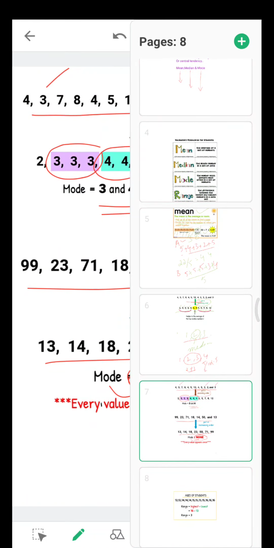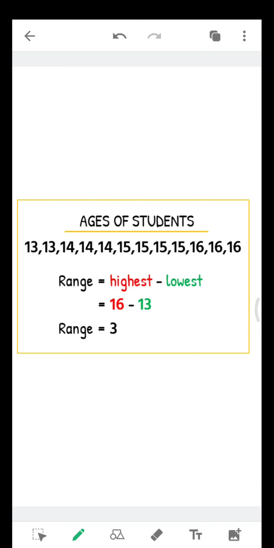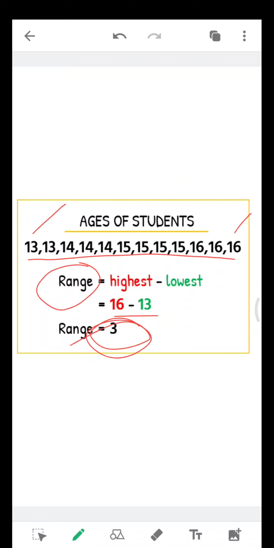Then coming to the last one, that is range. I told you in the beginning, range is the highest value minus the lowest. Which is the highest value in this? 16 is the highest and the lowest is 13. 16 minus 13 is 3. So the range of the data is 3. Range will also show the performance of a class. The class performance can be judged by looking at the range also.